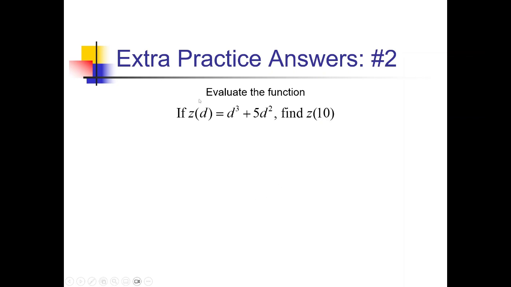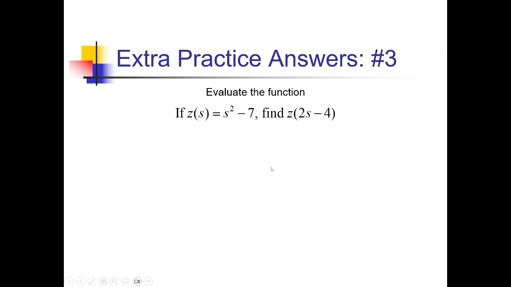For this next one, we have the z function, and we're plugging 10 into that wherever we see this d. So z of 10 is going to be d to the 3rd plus 5 times d, or 10 squared. So 10 to the 3rd, 10 squared. 10 cubed is going to come out to 1,000. 10 squared is 100, so we do the exponent first, and then 5 times 100 is 500. And then 1,000 plus 500, that'll be 1,500.